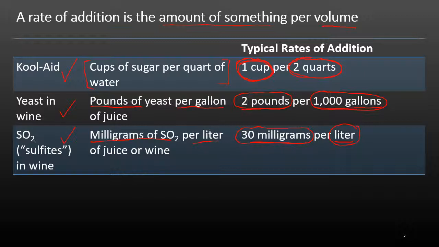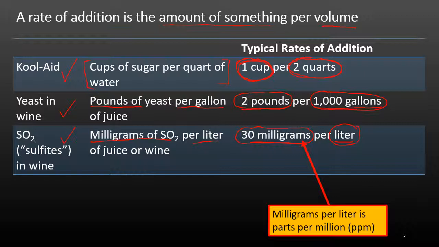And they're so important in wine because a winemaker will often tell you, add 30 milligrams per liter of SO2, you have to figure out how many liters you have in a tank and add 30 milligrams for each liter. So we're going to do an example of that in just a sec.